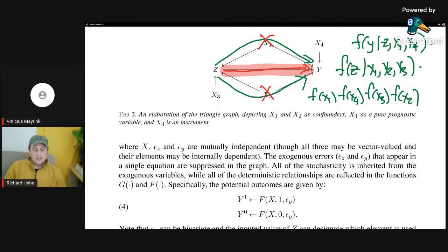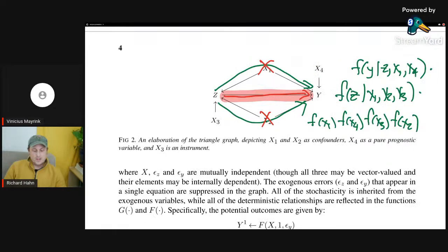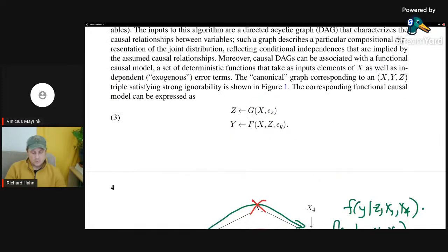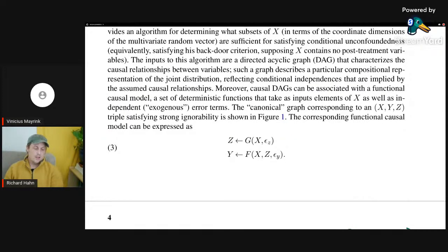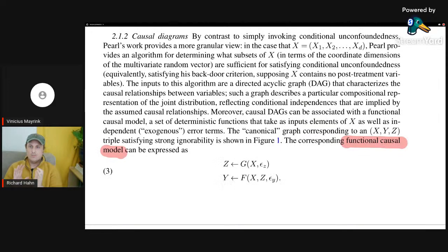So the way that we're going to relate this to the potential outcomes is via this idea of what I will refer to as a functional causal model. Sometimes you will hear them called structural models. That term typically means a linear structural model, so we're going to call these functional causal models. The idea is that the graph is encoding the causal relationships. And so if we think about the distribution for Z and Y, then we can write them out as follows here, with these independent error terms.